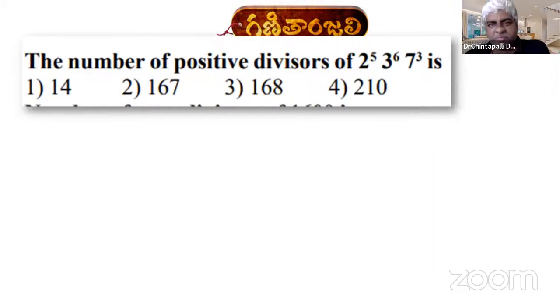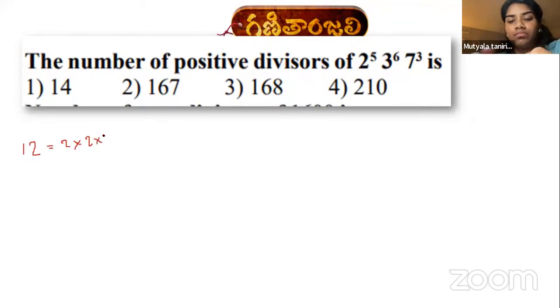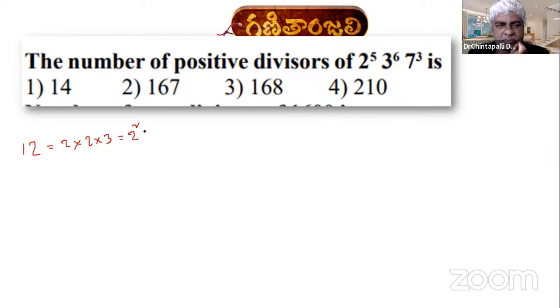It's about the number of positive divisors. What are divisors? How to find them? Choose one composite number. I'm teaching a special formula to find the number of divisors. It may be a generalized question also. For example, if you take 12, what are the prime factors of 12? 2 times 6, 2 times 3. So it is equal to 2 square times 3 power 1. Do you know what the divisors of 12 are?